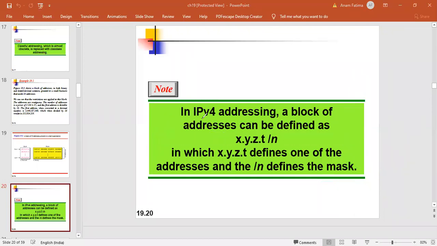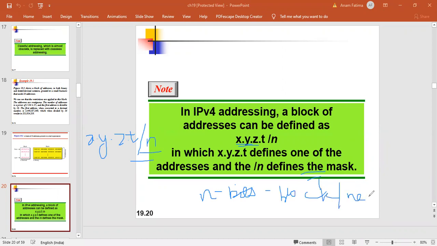So in IPv4, when we're moving towards classless addressing, a block of addresses is identified with the IP address in the format x.y.z.t, and /n, where the /n represents the mask. The mask tells that the starting n bits are going to represent the block, or you can say the network ID, and the remaining 32 minus n bits are going to represent the host within these blocks.